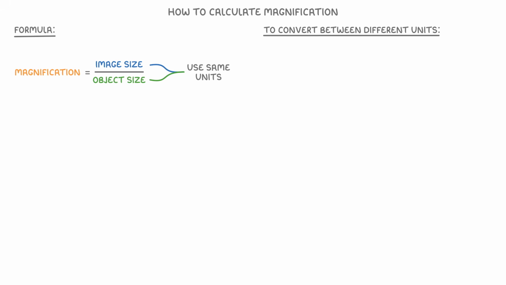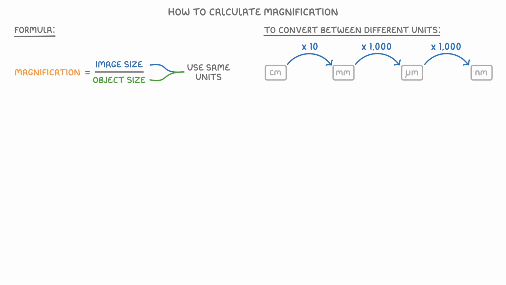To do this, you might need to convert between different units, like centimetres, millimetres, micrometres, and even nanometres. Just remember that we multiply the value in centimetres by 10 to convert it into millimetres, which we multiply by 1,000 to get it to a micrometre, and again by 1,000 to convert it into nanometres. And if you need to convert your values in the opposite direction, you just divide the value by the same amount instead.